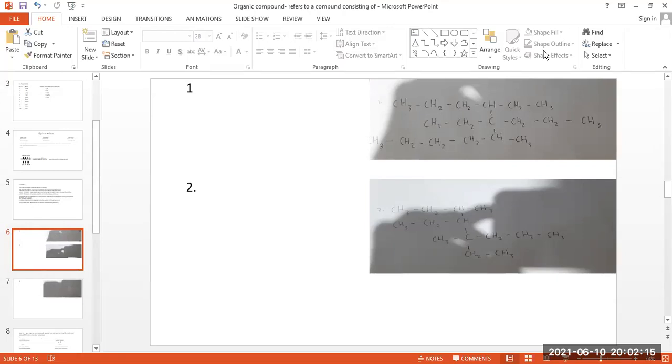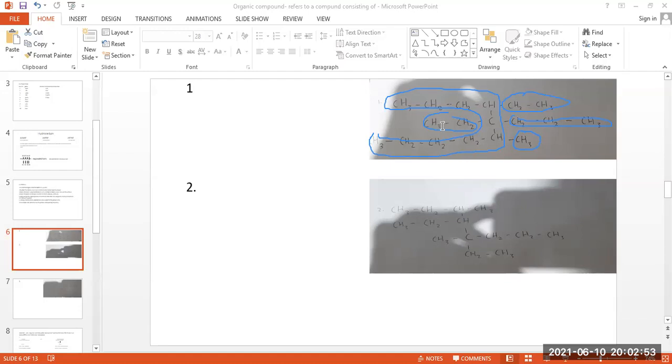Okay, for example, number 1. Name this hydrocarbon. We need to choose the longest parent chain. This is the longest, and the rest here are the branches: 1, 2, 3, and 4. We count the parent chain from the nearest branch. From here, because this one, 1, 2, 3, 4, is already a branch, and this one, 1, 2, 3, 4, 5, so this one is nearer. Okay.